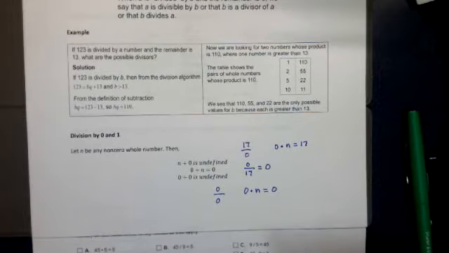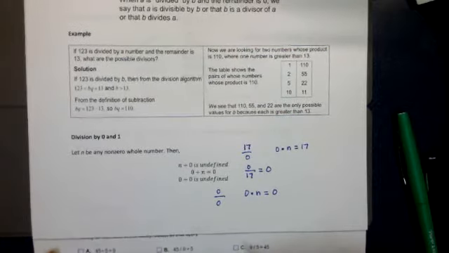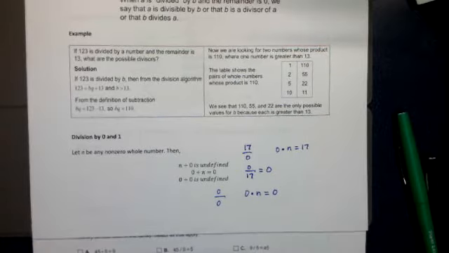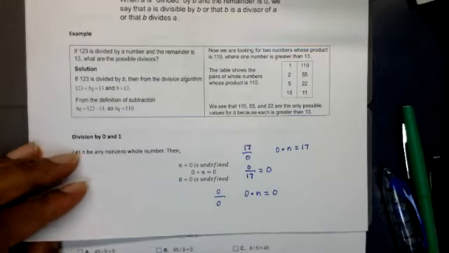So let's say n is 28. Well, 28 times 0 is 0. What about 1 million? 1 million times 0 is 0. What about 38? 38 times 0 is 0. So 0 divided by 0 in this case is undefined.